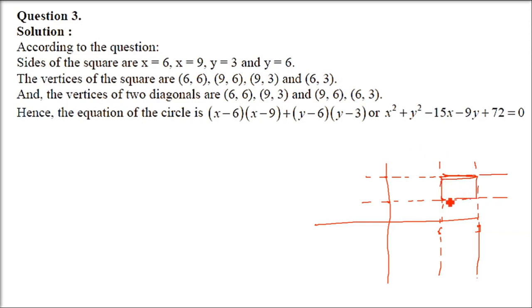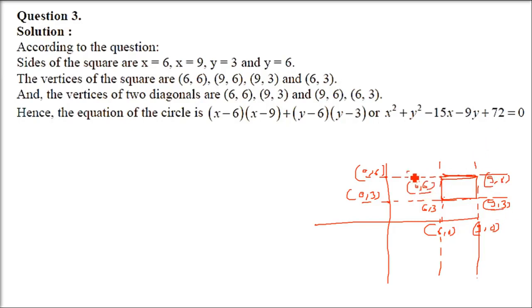So the circle is on the diagonal. So this is 6, so 6 0 is the point. 9 0 is the coordinate. This will be 0 3 and 0 6. So this is 6 3. You have to take x first, then y. 6 6. This will be 9 3 and this will be 9 6. So now these are the endpoints.